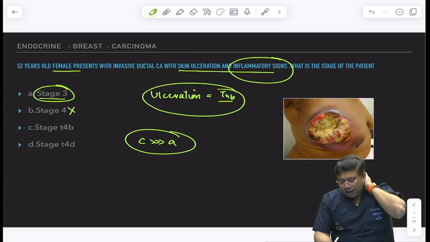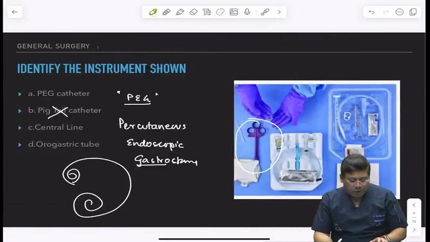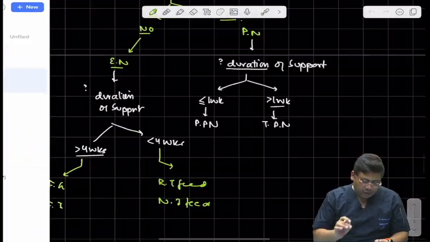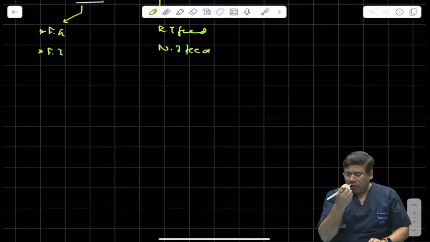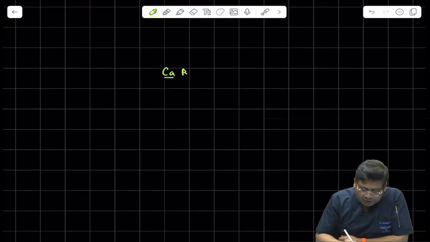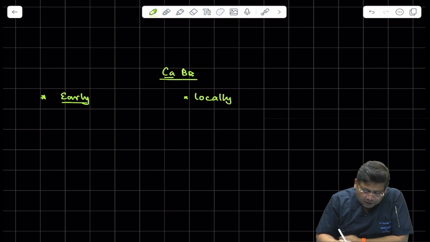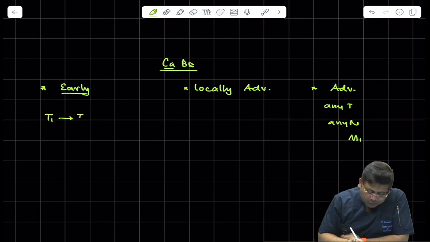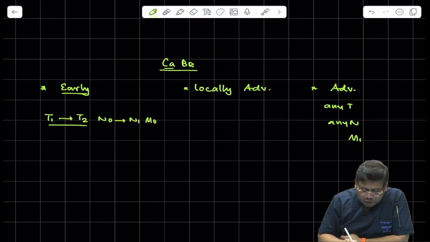Let us quickly revise the concept of this classification of CA breast. Within 2 minutes we'll revise. CA breast is divided into early, locally advanced, and advanced. When we talk about advanced, this is any T, any N, but M should be 1. When we talk about early, size should be less than or equal to 5. So T1 to T2, N should be N0 to N1, and it should be M0.